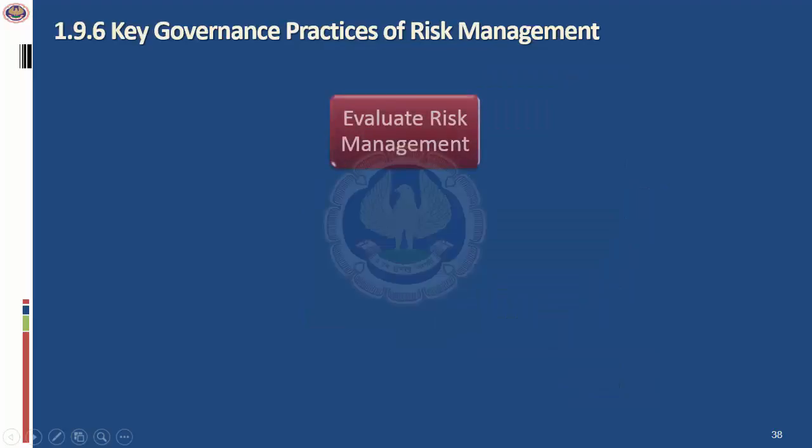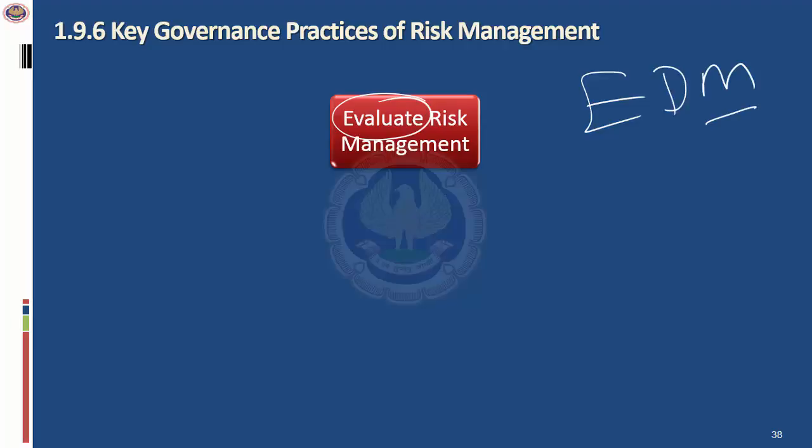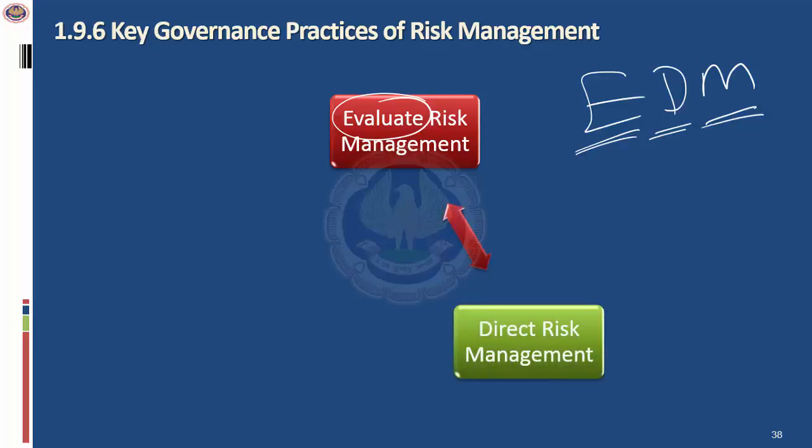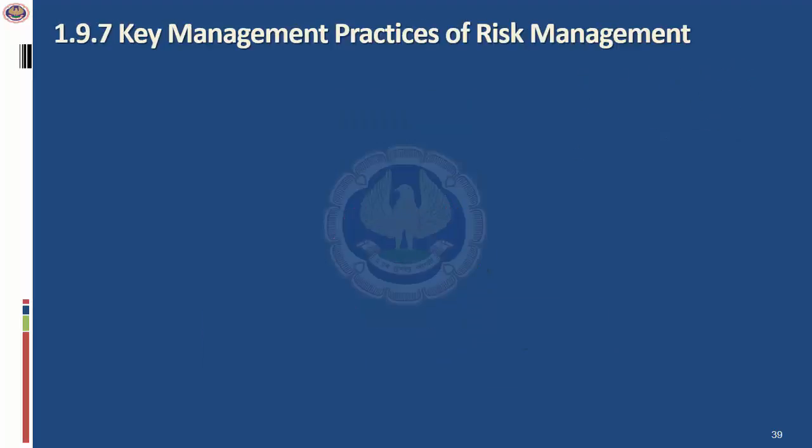Let's look at key governance practices of risk management. First, from a governance perspective, you have three terms: evaluate, direct, and monitor. You'll find these are all pervasive. Wherever you have governance, you'll have these three concepts, which are evaluate, direct, and monitor. So at the top level, the board of directors have to evaluate the risk management policy. They have to direct the risk management policy of the organization, and they have to ensure that these are effectively monitored. Now let's look at the management practices of risk management as given in COBIT.